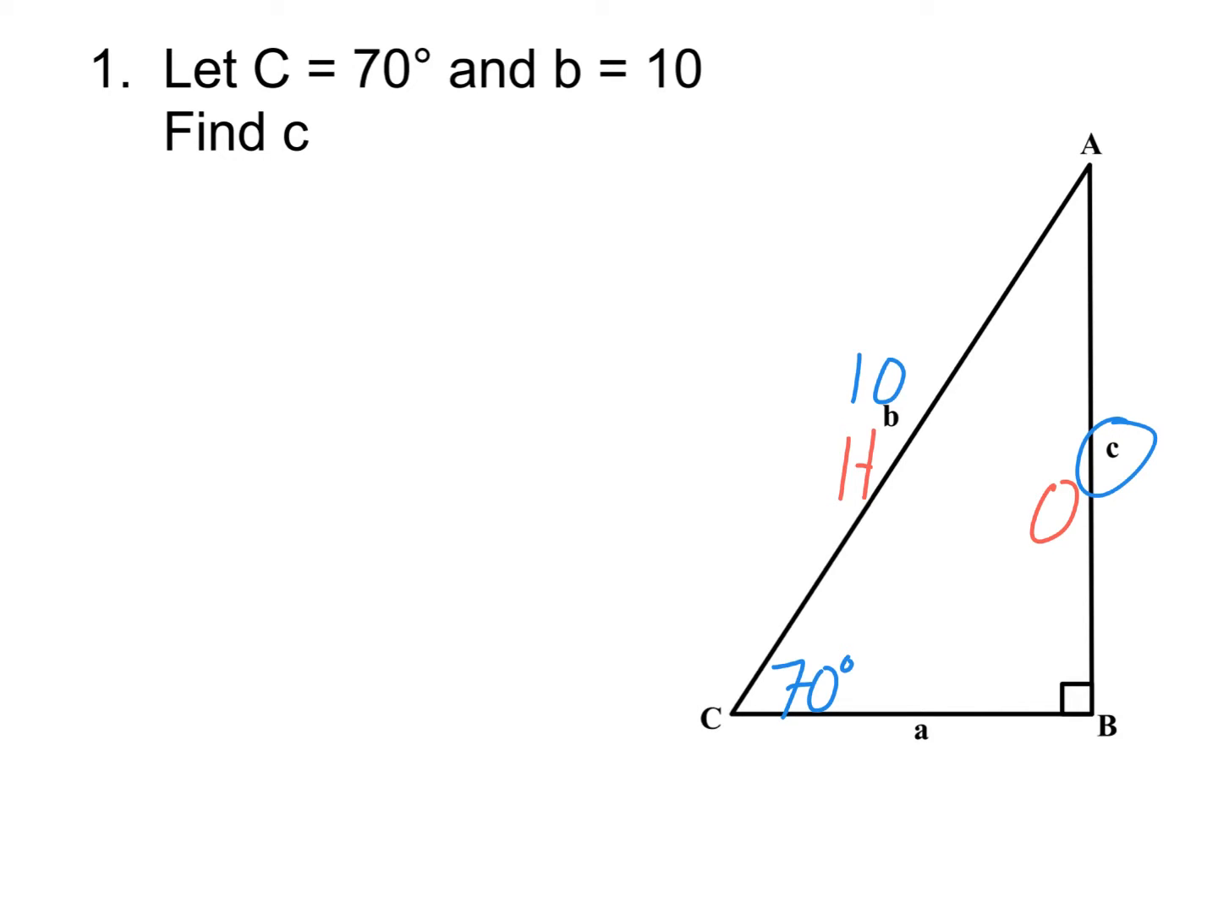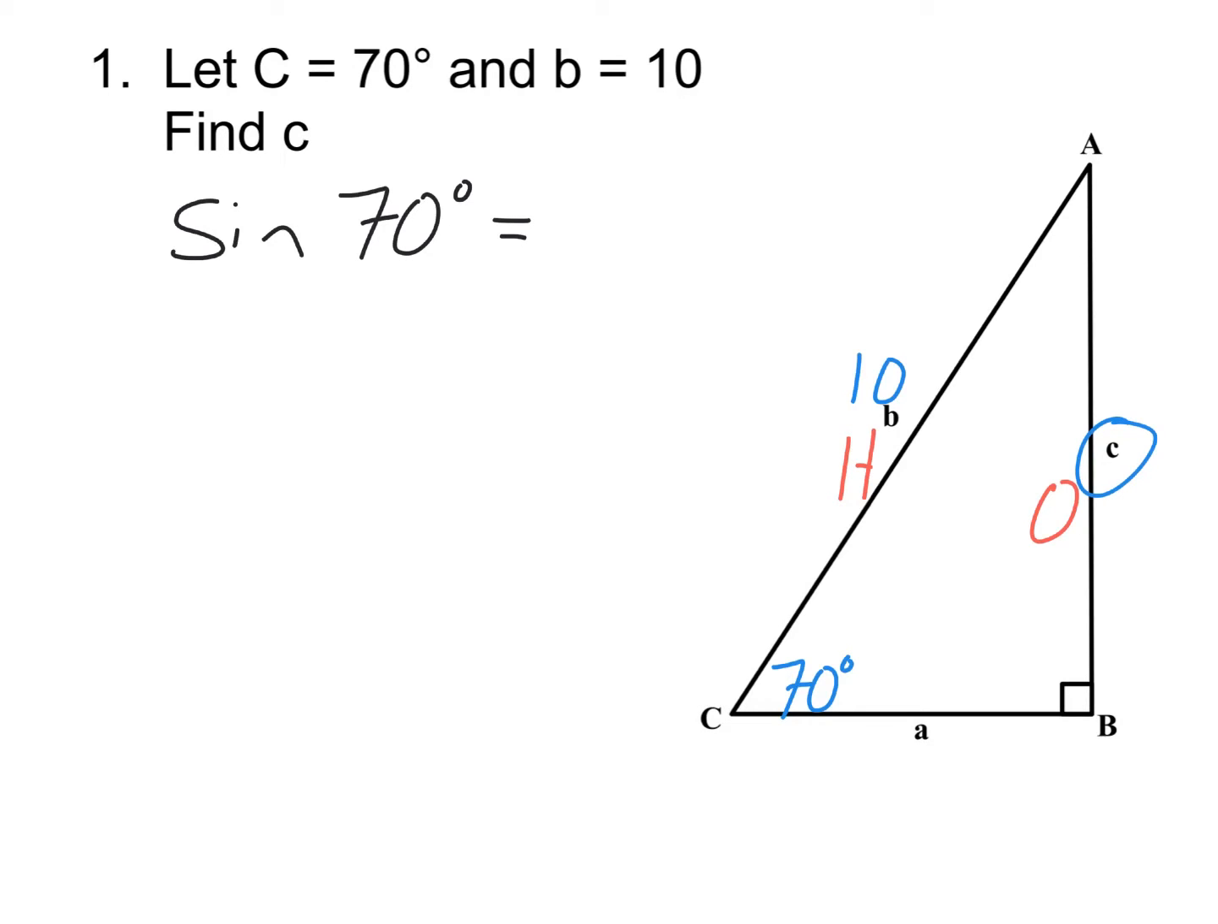So the question often comes up, how do I know if it's sine, cosine, or tangent? Well, which one involves the hypotenuse and the opposite? So it's got to be sine, because sine equals opposite over hypotenuse. It's the only one that includes those two sides. So I'm going to write sine, and then it's of the angle, because it's always got to be sine of the angle, cosine of the angle, tangent of the angle.